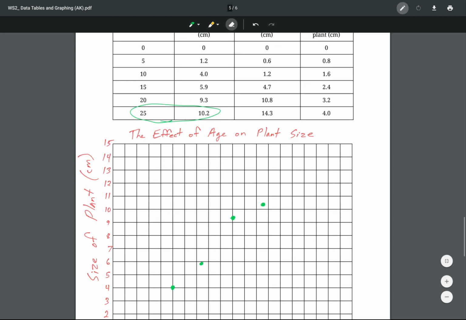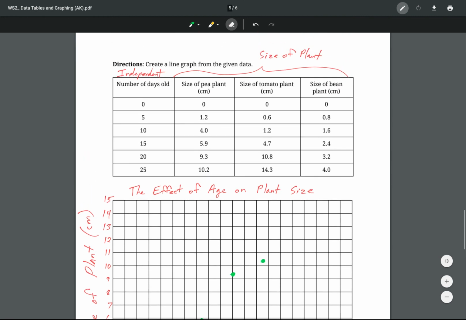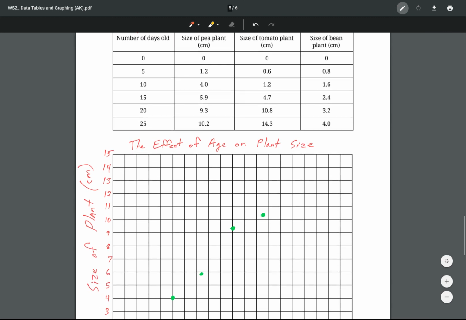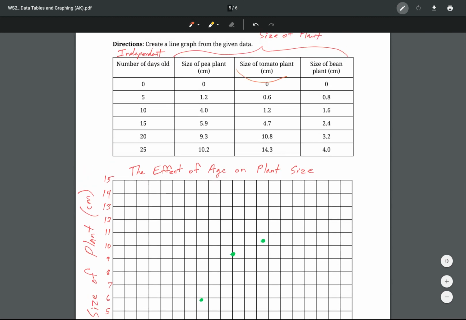And now what I'm going to do is I'm going to repeat the entire process for my tomato plant. But as I do this, I'm going to use a new color, and that's because as I start plotting points for the tomato plant, I don't want to get them confused with the points that I already plotted for the pea plant.